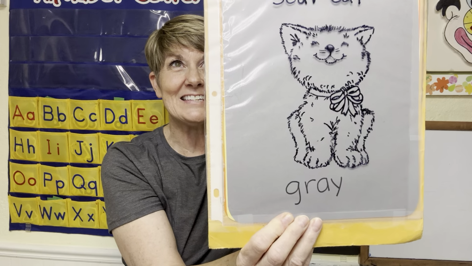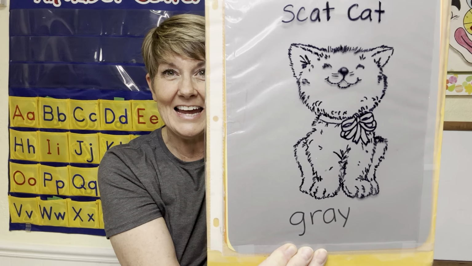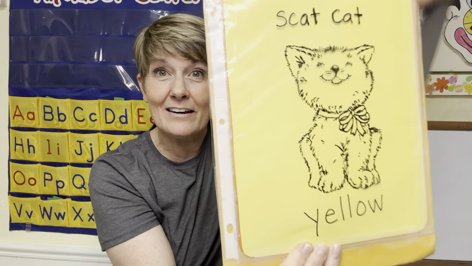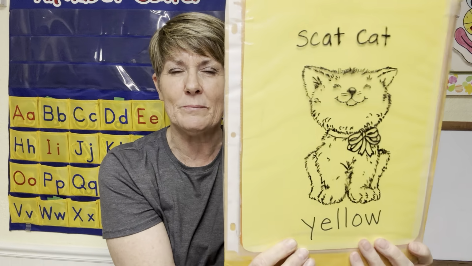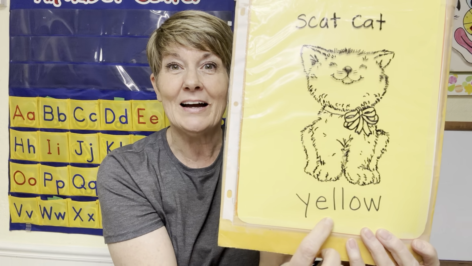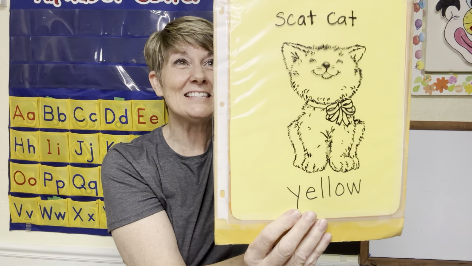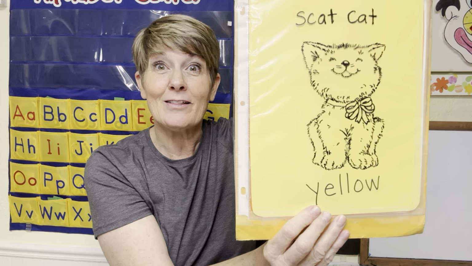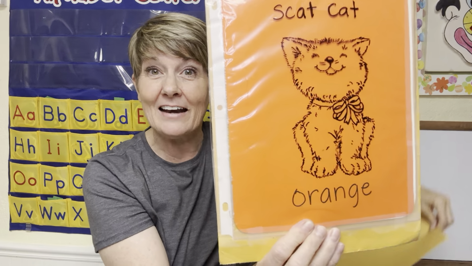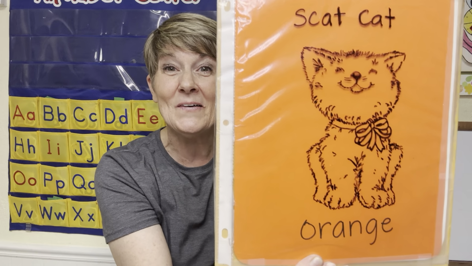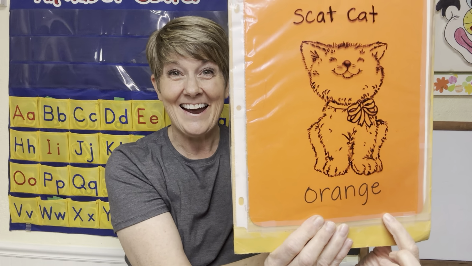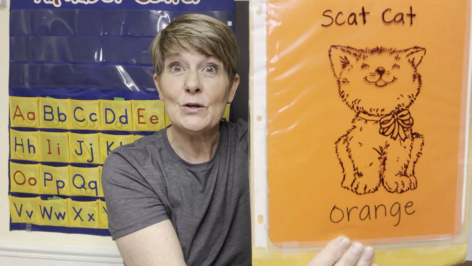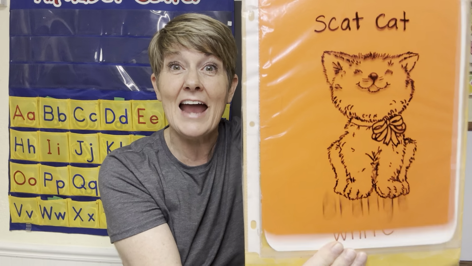Gray. I'm Scat the Cat. I like it like that. If you don't like my color, you can change it just like that. Oh, good clapping. You're really helping me. What color is he now? Yellow. I'm Scat the Cat. I like it like that. If you don't like my color, you can change it just like that. Oh, what color is he now? Orange. I'm Scat the Cat. I like it like that. If you don't like my color, you can change it just like that.